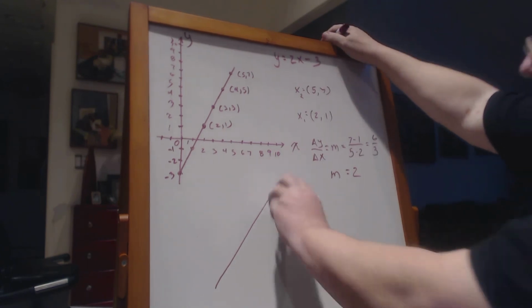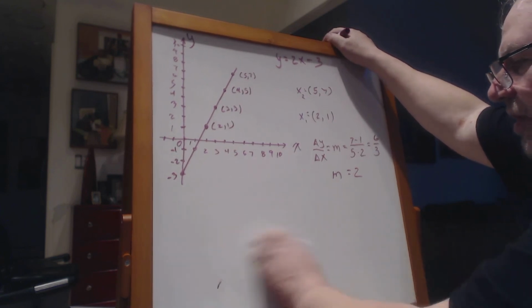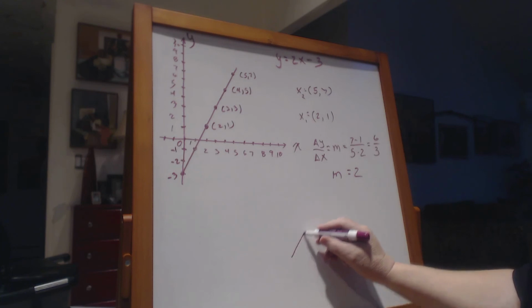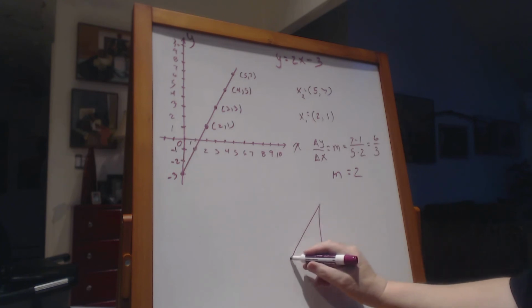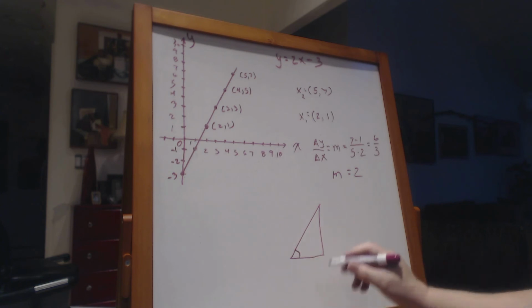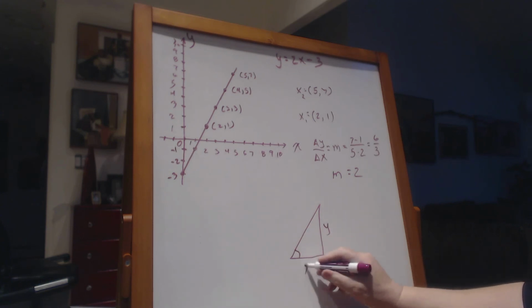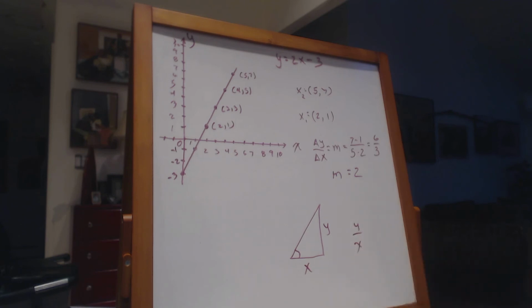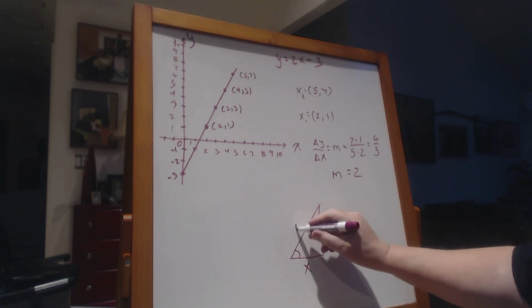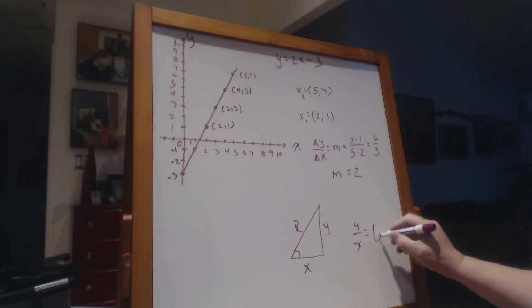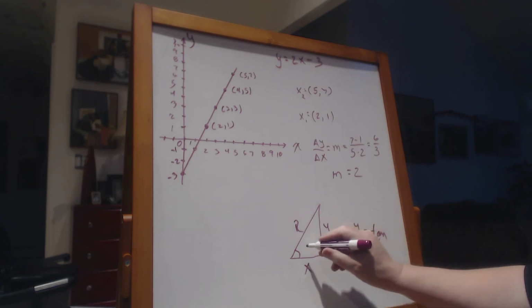It also reminds us of our trigonometry. Remember the right triangle in our trigonometry, where we have y and x, and we have y over x, and we call this r. It's also called the tangent of the angle.